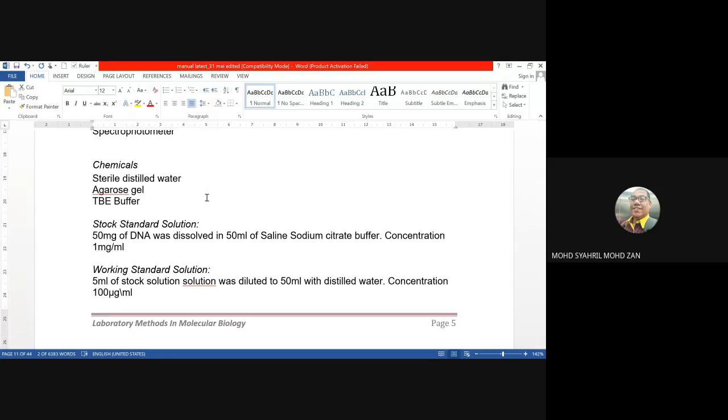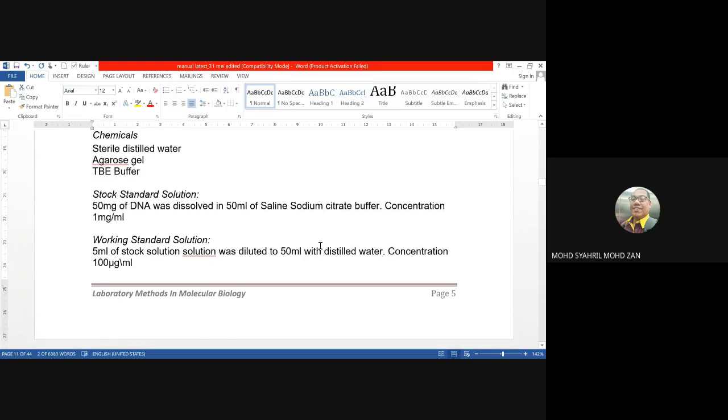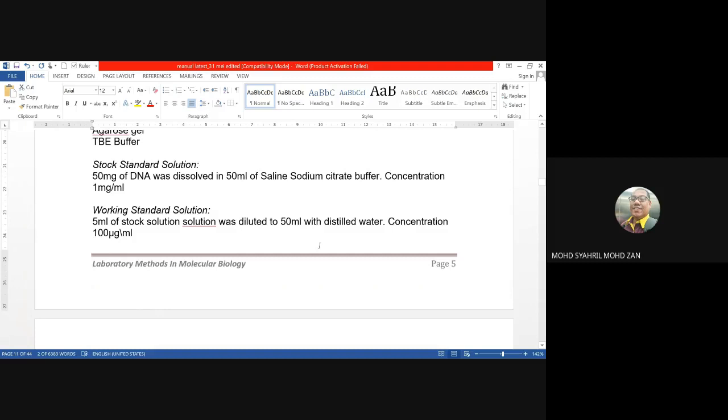Okay. Stock standard solution: 50 mg of DNA will be dissolved in 15 ml of saline sodium citrate buffer, at a concentration of about 1 mg per ml. Working standard: 5 ml of stock solution was diluted to 50 ml with distilled water, giving a concentration of 100 microgram per ml. Okay.